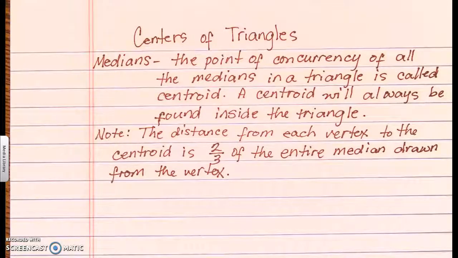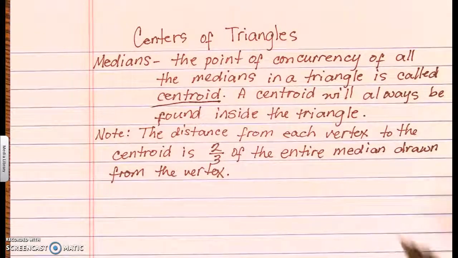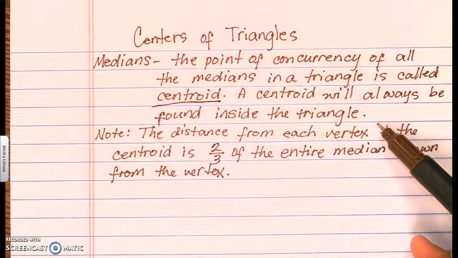Today you're going to learn about centers of triangles. The first one is the median. The point of concurrency of all the medians in a triangle is called a centroid. A centroid is always going to be found inside whatever type of triangle you have, whether it's acute, right, or obtuse.